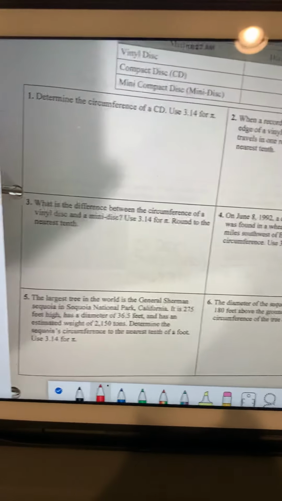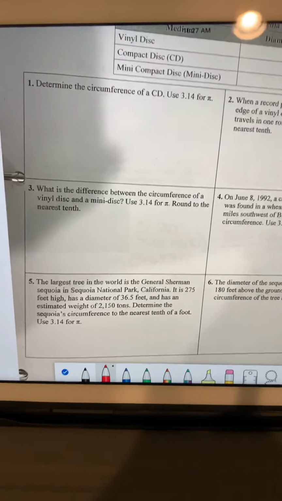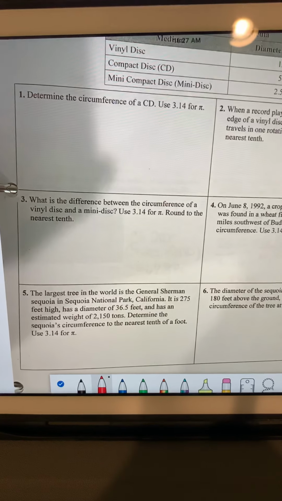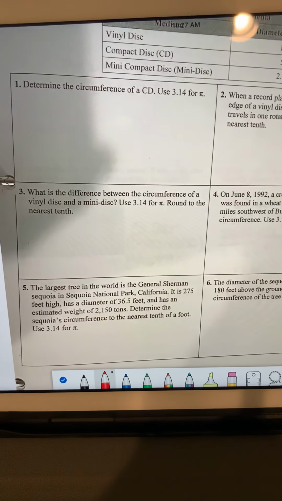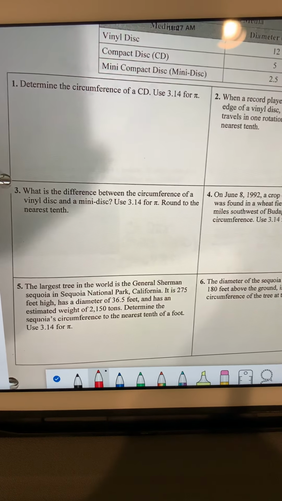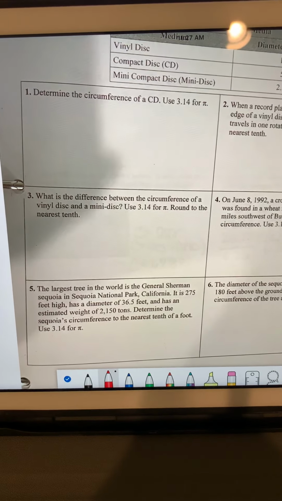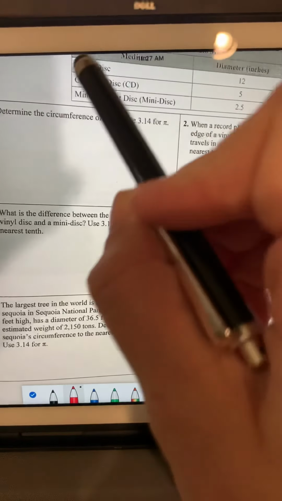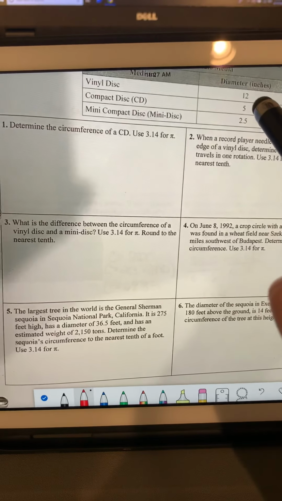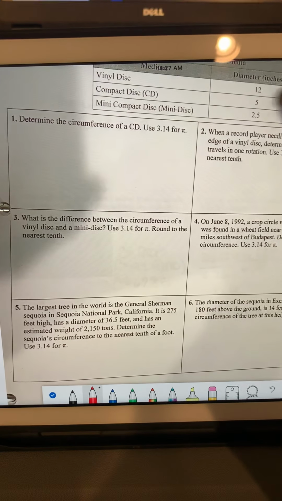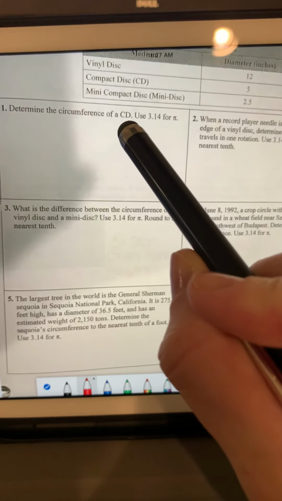Okay guys, this is the back of that first circumference assignment. So I'm going to do a few of these to get you going. Number 1 says determine the circumference of a CD, use 3.14 for pi. So on this assignment, you're going to have to look up at this table here and figure out what you know about that item. So on number 1, we're talking about a CD.